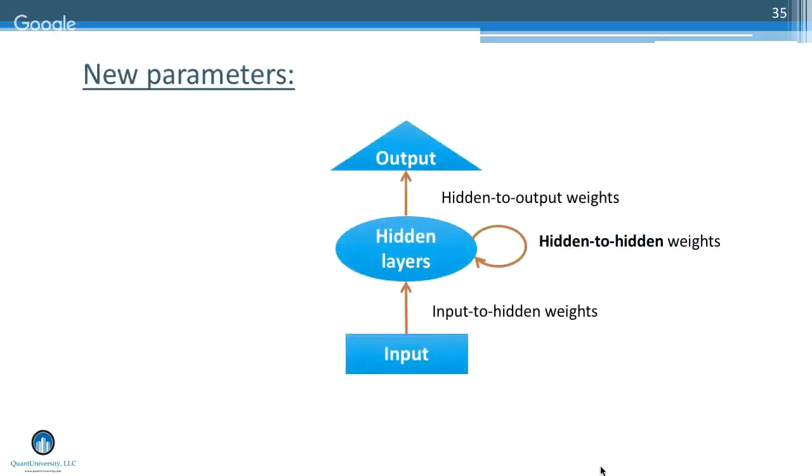So what does this mean for our actual network structure? We're just going to have one more set of weights that says, what do I do with the vector that is the previous hidden state as I feed it into my new hidden state? And so, more parameters.